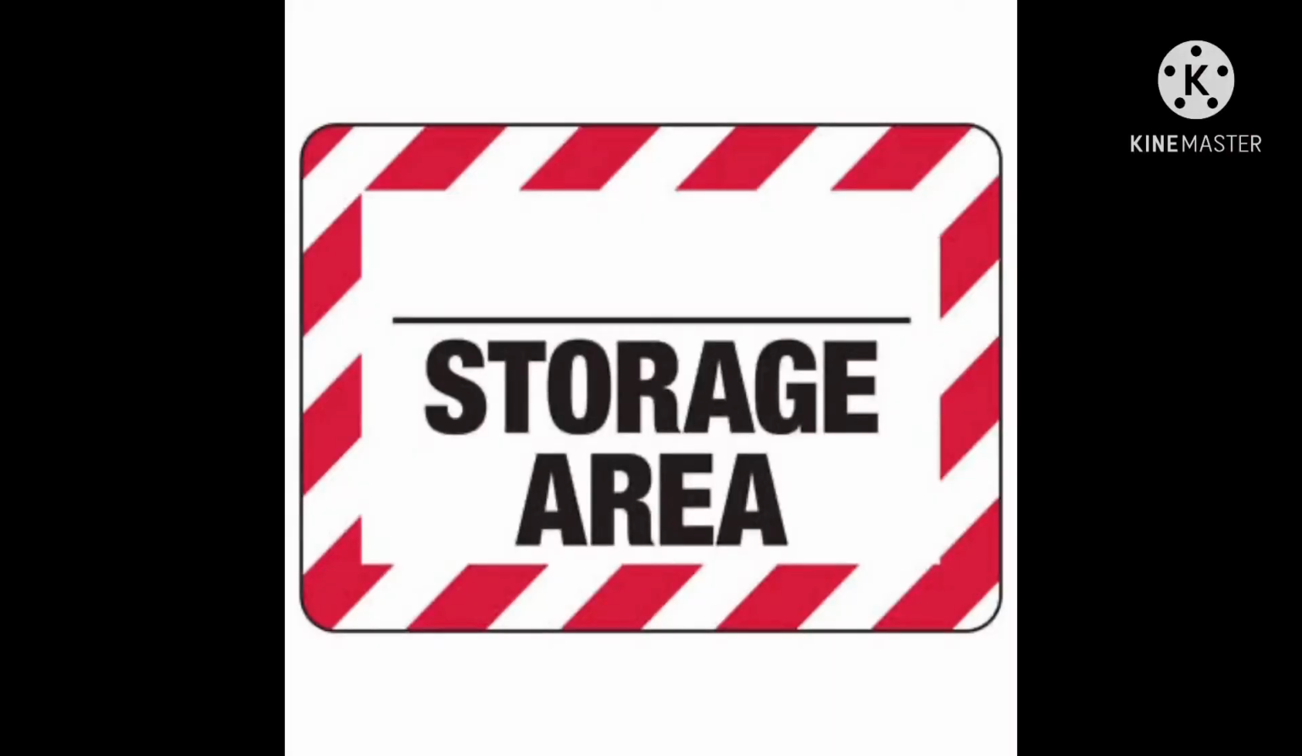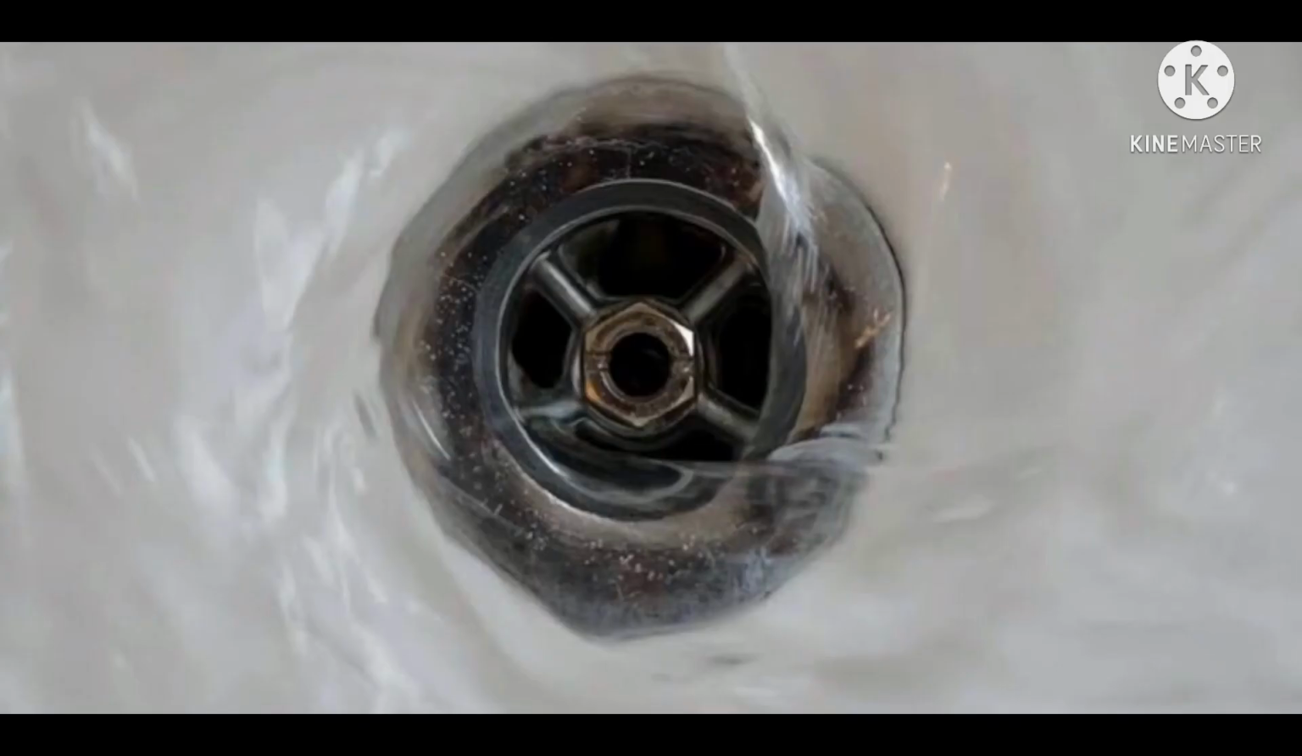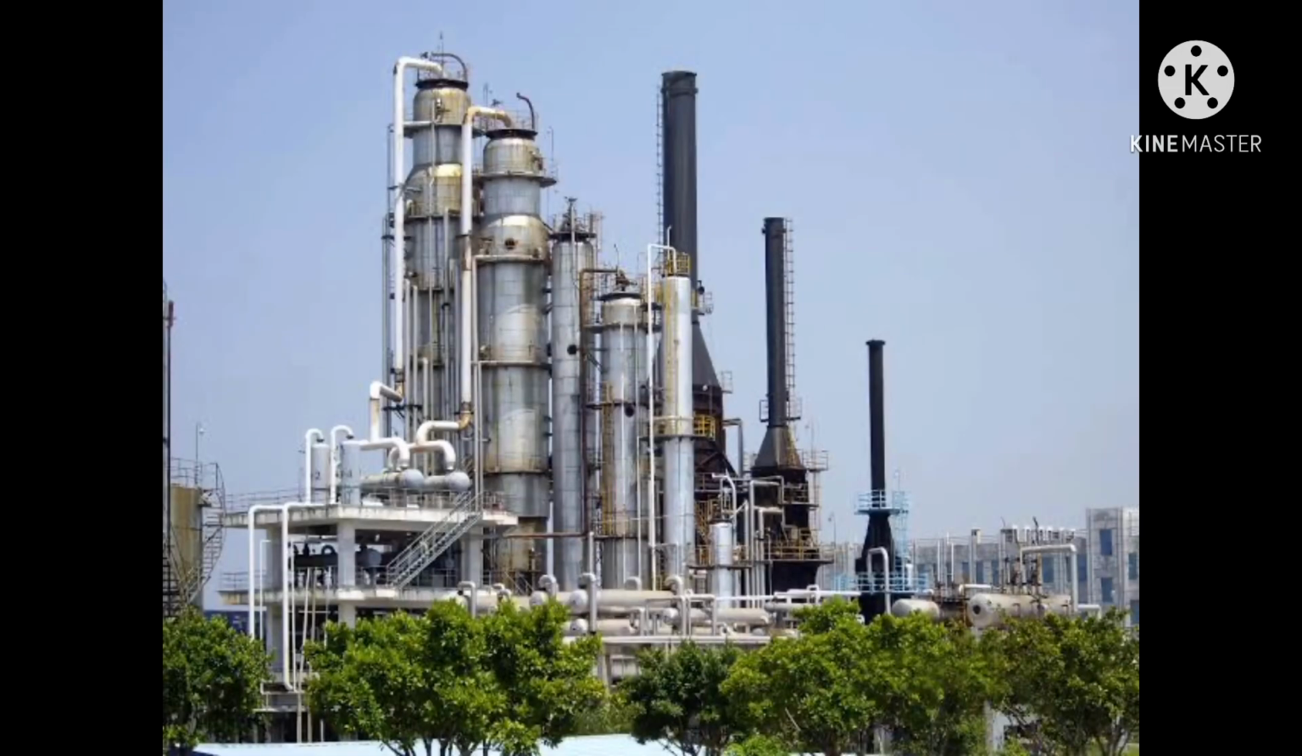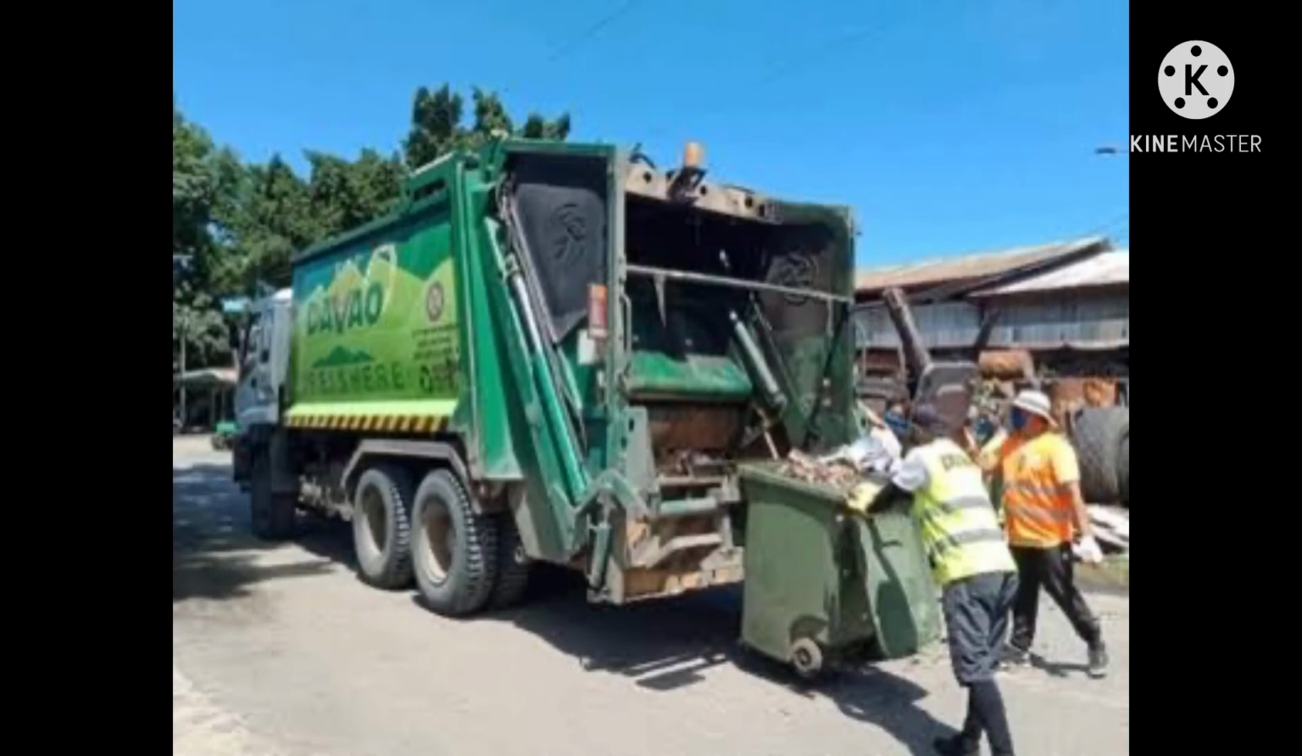The waste will then be stored in their designated storage area if they are not hazardous liquid chemicals. They are then disposed of in the sink, or the waste is delayed to decay to be sent to the treatment facility. Then after that, they are collected by the city collection system, and lastly, they are recycled.